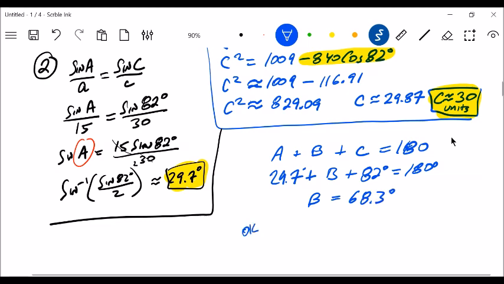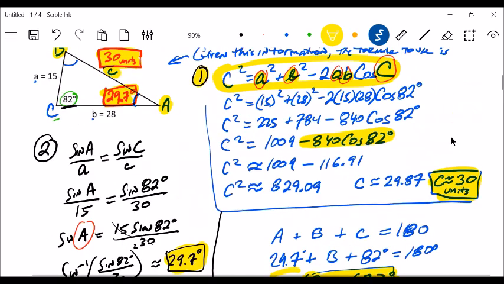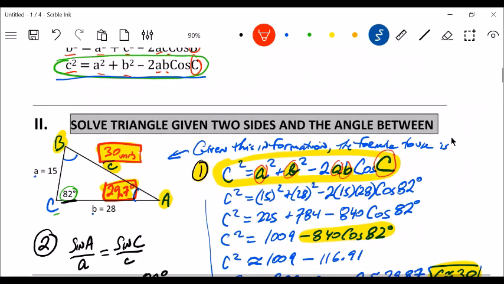Now, it would have been okay if rounded. Then we would have had 30 plus B plus 82 is equal to 180. And we would have had that B is 68 degrees. And that's close enough. I'm going to stick with the 1 decimal place right now just because I want to. But rounding it to 30 and then getting 68 would have been okay too. So let's come up here and it was 68.3 degrees.